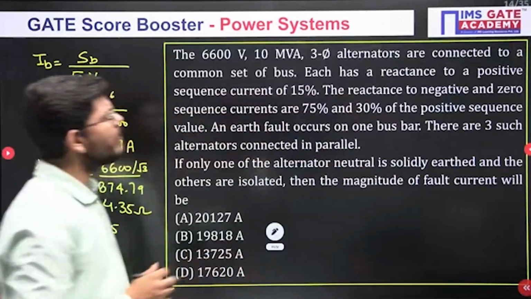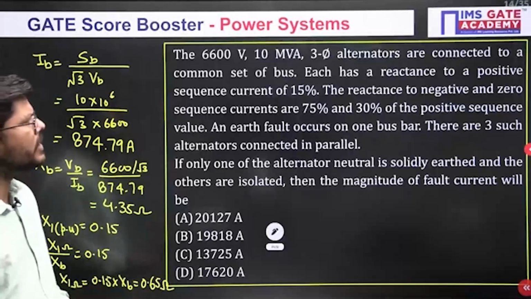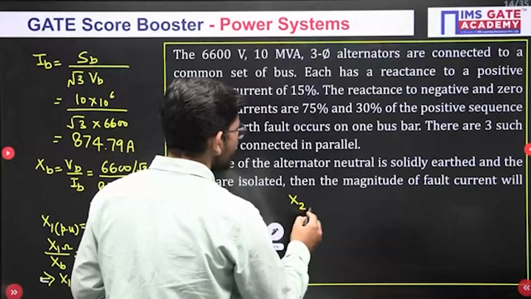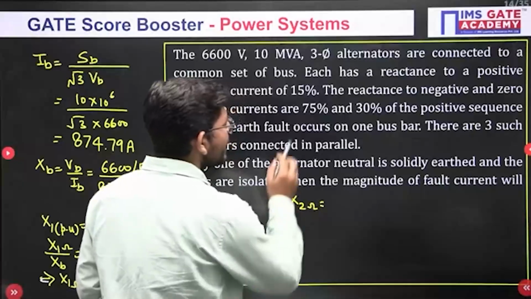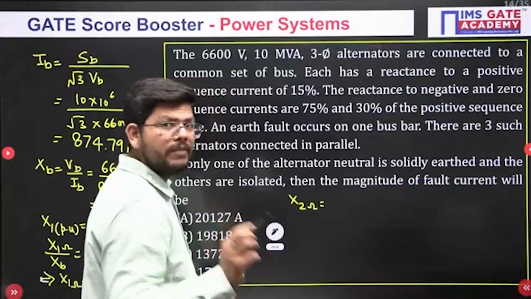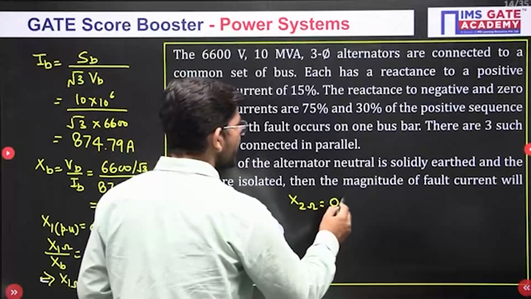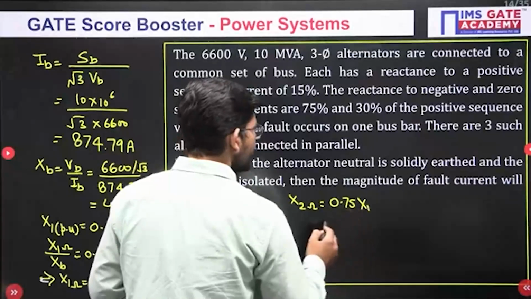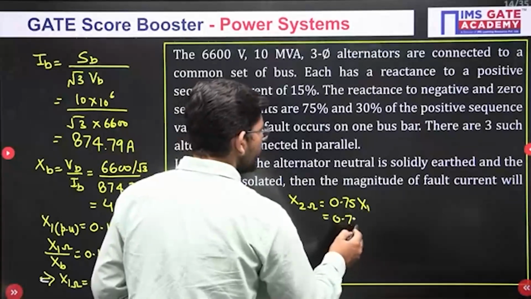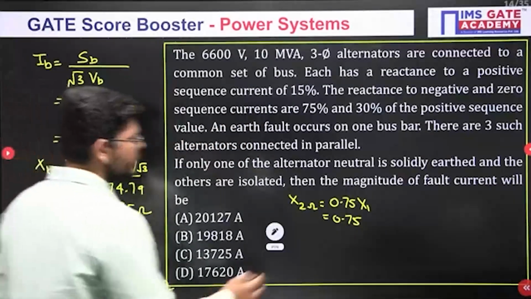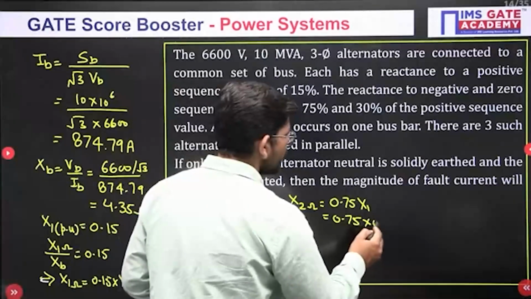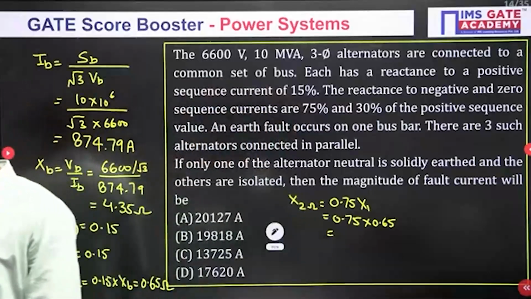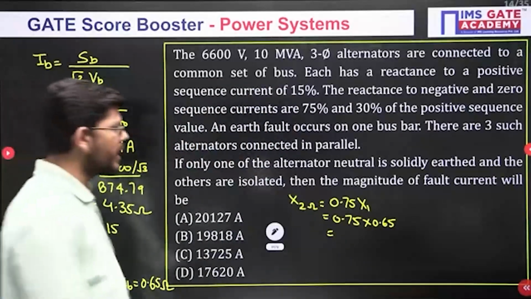Now what will be the value of negative and zero sequence impedances? So negative sequence impedance, in ohms, is 75% of the positive sequence reactance. So it will be 0.75 of X1. Okay. So 0.75 of X1 is how much? 0.65. Okay. So what you will be getting as the value of X2? X2 will be around 0.49 ohms.